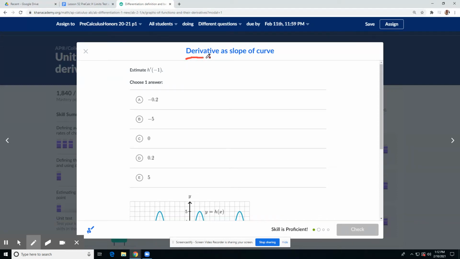We are looking at derivatives as slopes of a curve. So a derivative is also known as a tangent line, which is the slope at a particular spot on the curve. And we're just estimating from what we see here. So this is the derivative symbol. It's a little prime. They would call that prime.